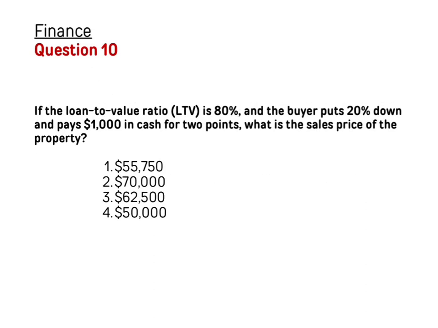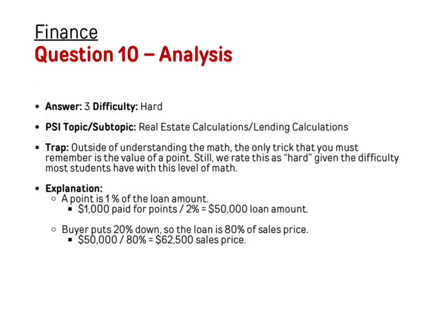Finance question 10. If the loan-to-value ratio, LTV, is 80%, and the buyer puts 20% down and pays $1,000 in cash for 2 points, what is the sales price of the property? 1. $55,750. 2. $70,000. 3. $62,500. 4. $50,000.